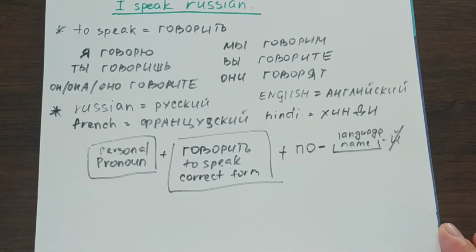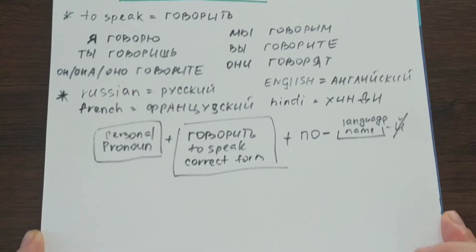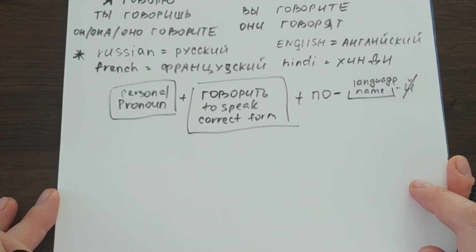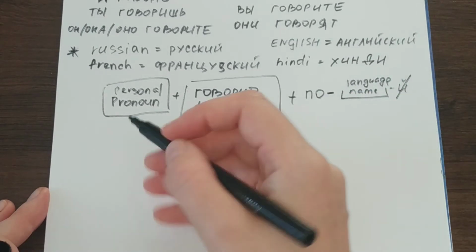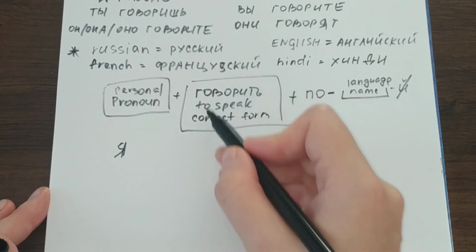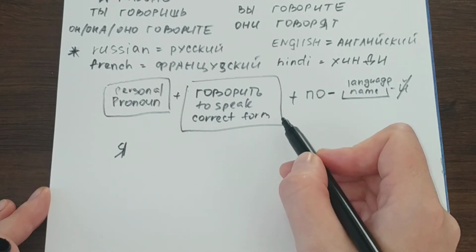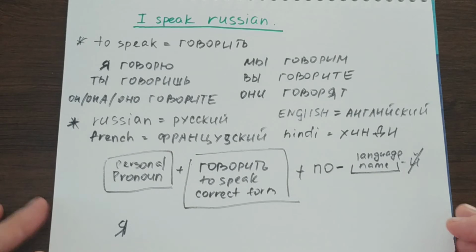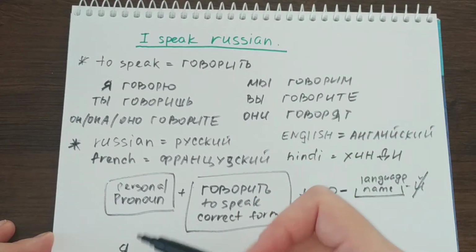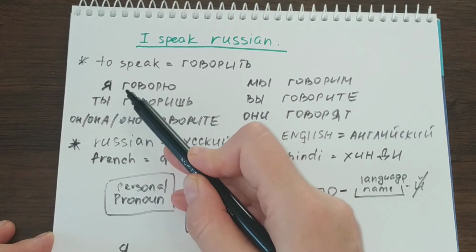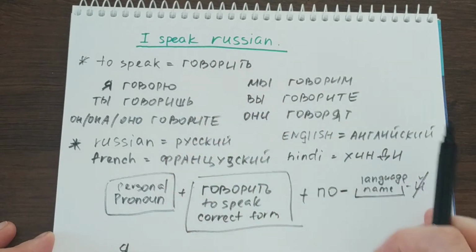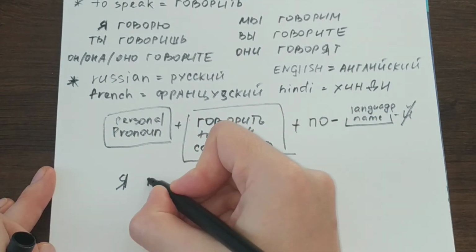And let me show you an example so that it will be clear to you how to make this sentence. So let's go with Russian. So we're taking the personal pronoun, let's take I, я. Then we'll have to use the verb говорить in the correct conjugational form. Of course, we're talking about only the present tense now. So if we are taking the pronoun я, we'll have to use the form of the verb corresponding to the first person, which is говорю. So we're writing говорю.